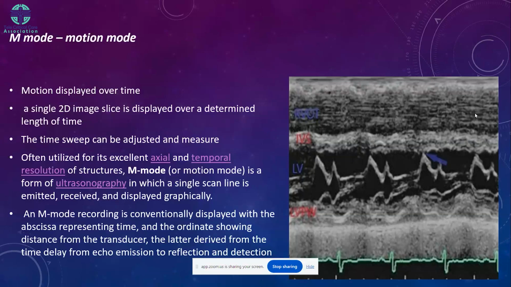So a particular section of a tissue or a section of the image obtained on the USG screen can be targeted to measure the motion. An M mode recording is conventionally displayed with the abscissa representing the time and the ordinate showing the distance from the transducer, with the latter derived from the time delay from the echo emission from the transducer to the reflection and detection of the waves.